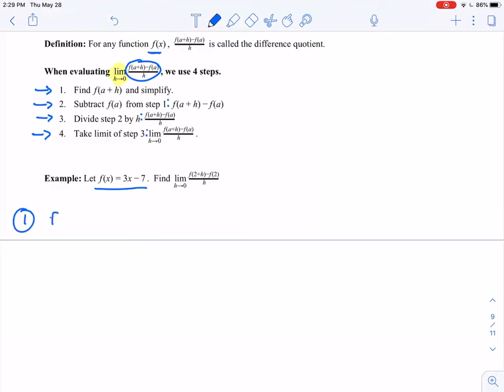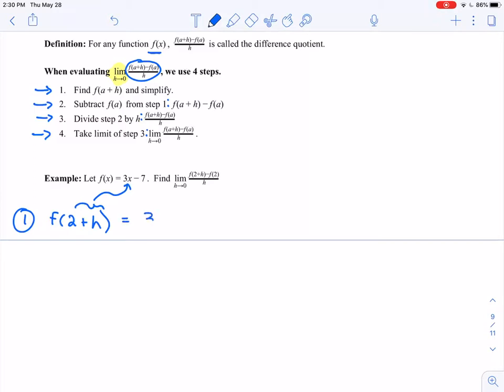First step here, I want to find f of a plus h. So in this case, 2 plus h. Here my a is simply just 2 here. So I'm going to find f of 2 plus h. And the way I'm going to do that is I'm going to take 2 plus h, and I'm going to take this and I'm going to plug that in for my value of x inside of my function. If I have more than one term with x, I'm going to plug that in more than one spot.